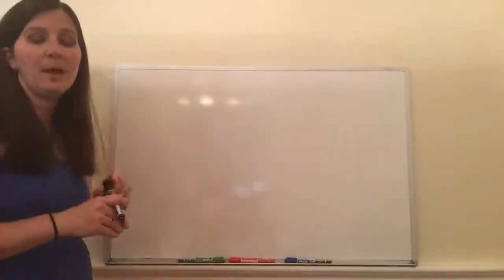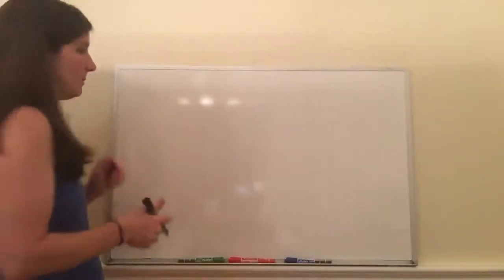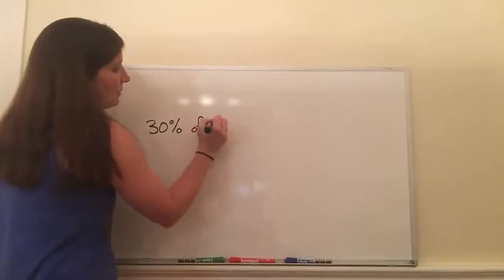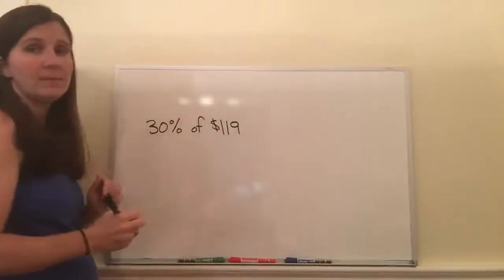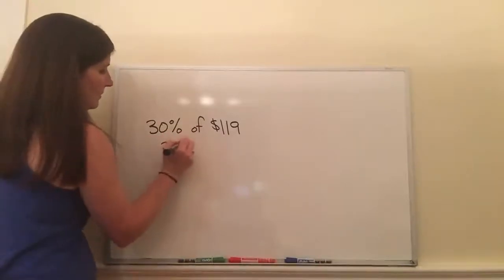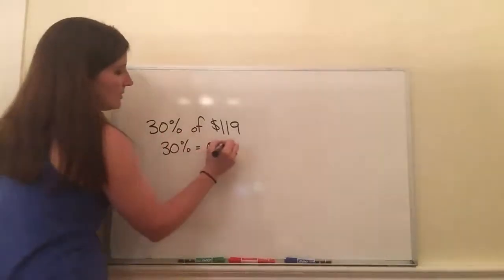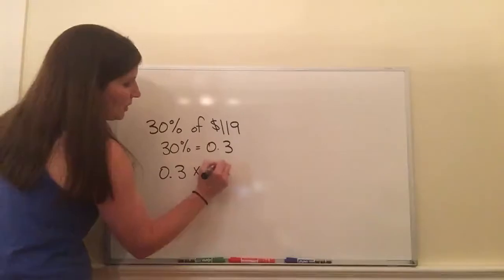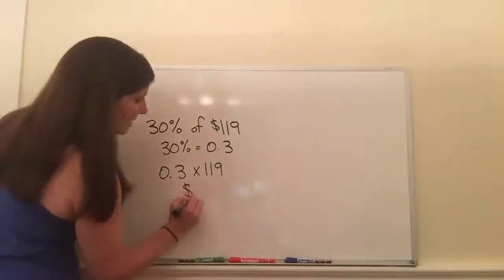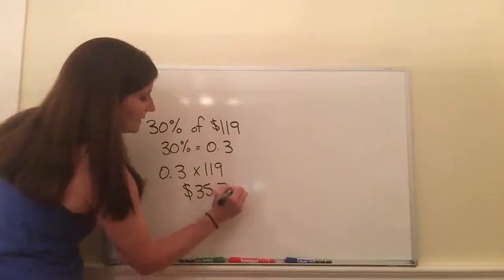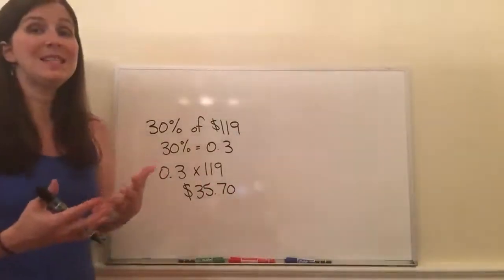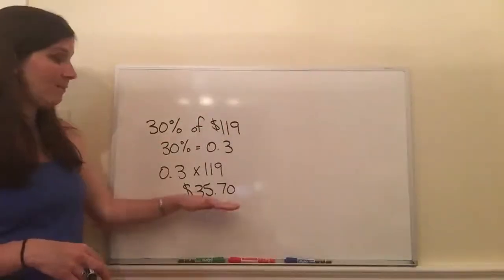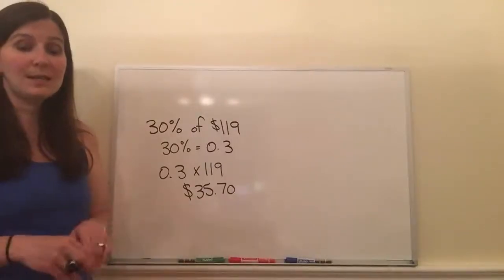30% discount on a pair of $119 sneakers. So I want to find out what 30% of $119 is. 30% is the same thing as 0.3. So 3/10 times 119 gives me $35.70. So if you had a 30% discount on a pair of $119 shoes, that means you would save $35.70 because of that discount.